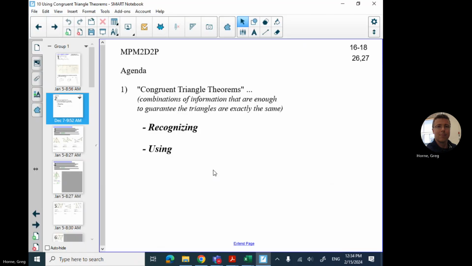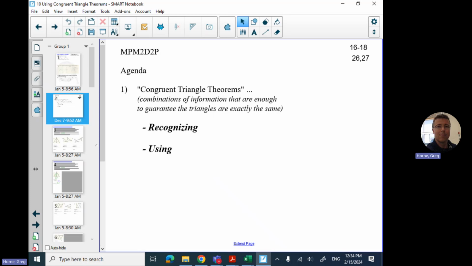All right, so we're going to do congruent triangles a little bit. So we're looking at congruent triangle theorems, a little bit more about recognizing what information you know that guarantees that two triangles are congruent, and then just using the fact that they're congruent to get an answer.